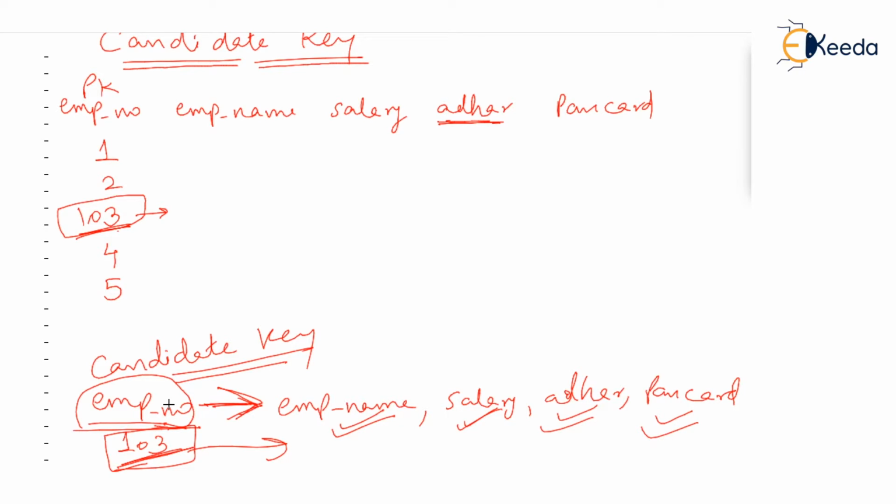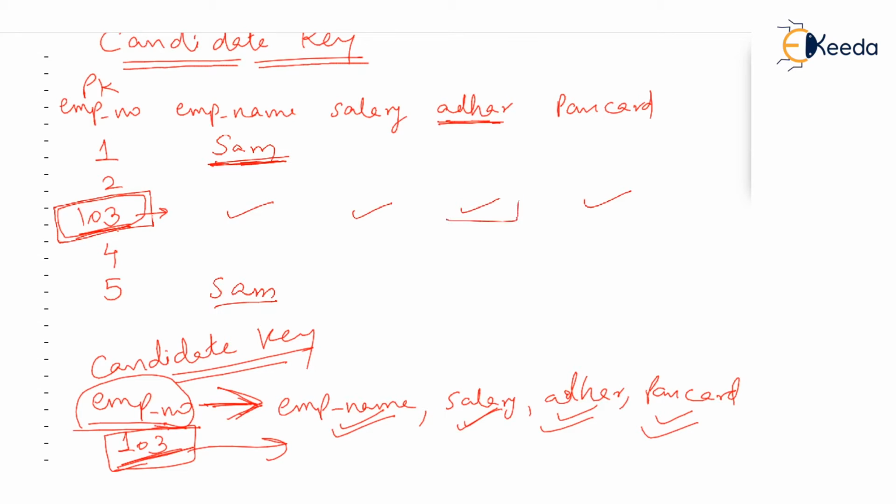For example, you tell that there is a person called Sam in the company. Give the details of that person. But then there can be a problem there because there are two Sams in the same company. So whose details you want, isn't it? You can't determine all other attributes given only the name of the person. But given only the employee number of someone, you can surely tell, yes, definitely this is name, salary, Aadhaar, and PAN card of that person.